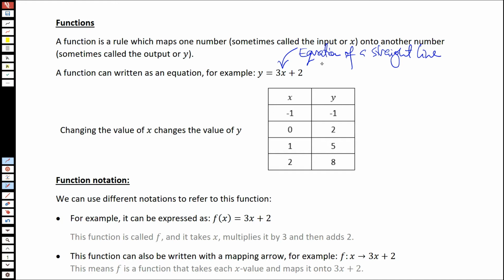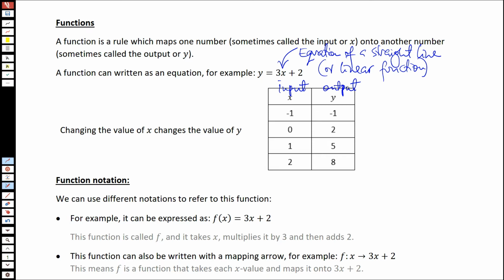But it can also be called a linear function. And from what we can see here, this is basically the input and this is the output. So if you plug in -1, then you get 3 multiplied by -1, which is -3, plus 2, which gives you -1. If you plug in 0, 3 multiplied by 0 will be 0, 0 plus 2 will be equal to 2, and so on. So basically changing the value of x changes the value of y.